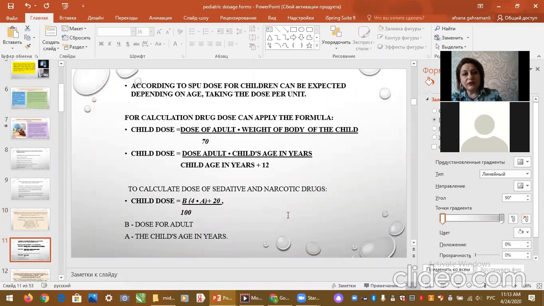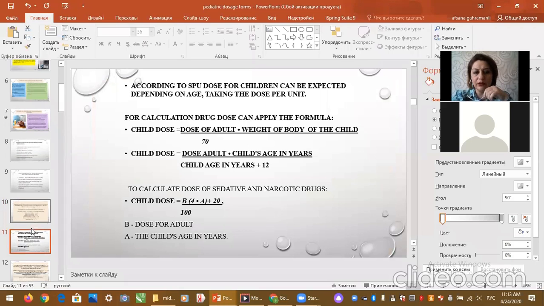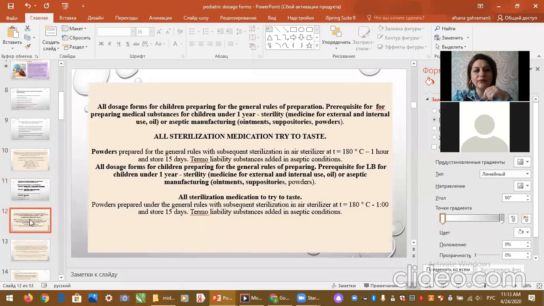In this slide, you see some types of these formulas, how we can calculate these doses. All dosage forms for children are prepared according to the general rules of preparation.